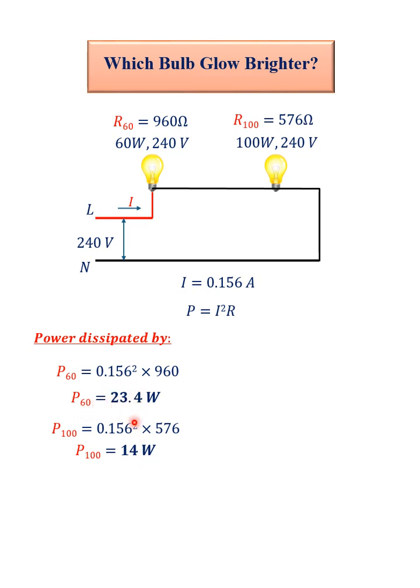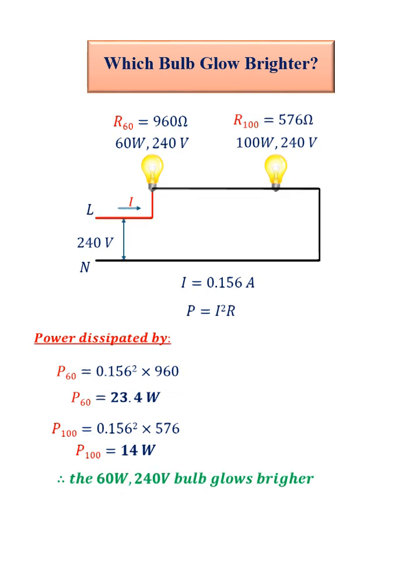From this analysis, we can conclude that the 60 watt 240 volt bulb glows brighter simply because it dissipates a higher amount of power than the 100 watt bulb when they are connected in series to a 240 volt supply. You can see it's very simple and straightforward, and I believe you understood it. If I'm correct, then you have a simple one to do.